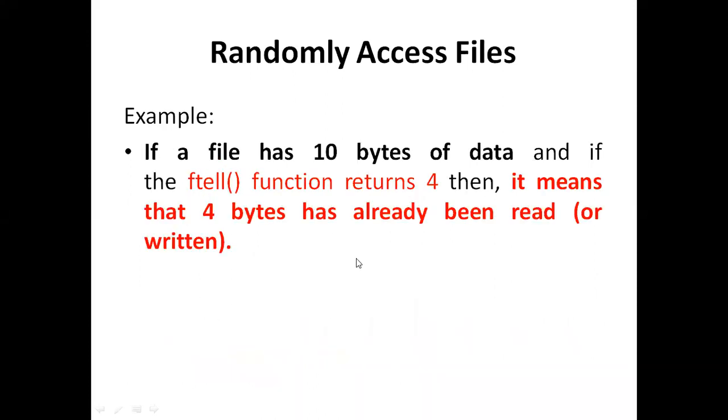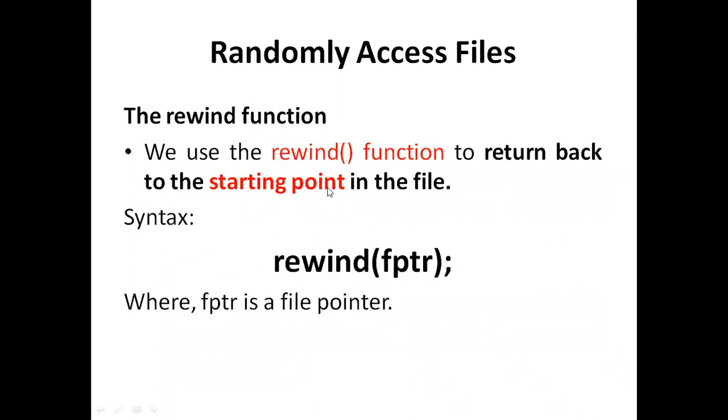And okay, ftell is going to be used for what? To find out the position here. And rewind means what? Rewind means moving to the starting position inside the file. What is the method we need to remember? The rewind functionality. And for the rewind functionality, what parameter are we going to pass? The file pointer.